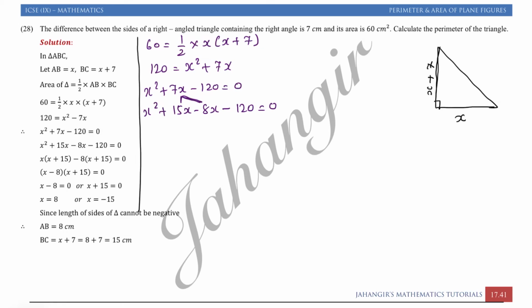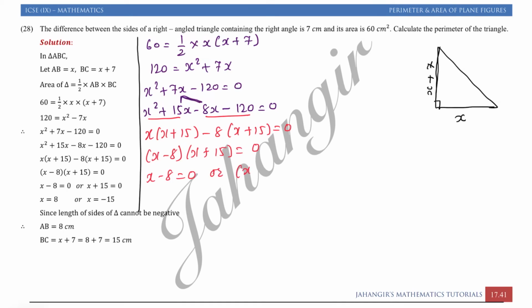But we have the right hand side as 0, so it becomes a quadratic equation. We will take out common from the first two and the next two terms. So x plus 15 minus 8 times x plus 15 is equal to 0. So we'll get x minus 8, x plus 15 is equal to 0. So x minus 8 is equal to 0 or x plus 15 is equal to 0. Therefore x is equal to 8 or x is equal to minus 15. Since negative is not possible, we will consider x is equal to 8.